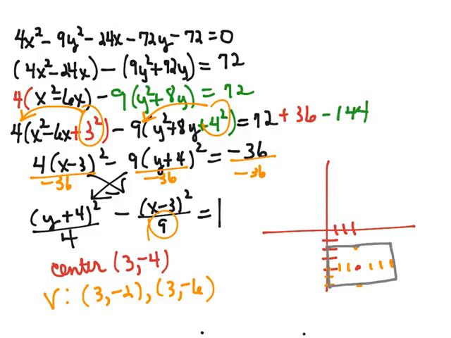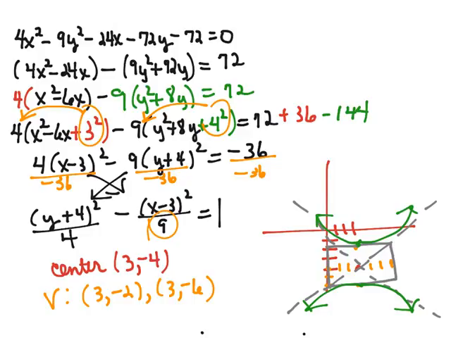So the asymptotes are the diagonals of this rectangle that we just created. And our hyperbola has to go through the vertices, which were at 3, negative 2. So here's one branch of our hyperbola, and at 3, negative 6. And so we have the center, we have the vertices, we have what our graph looks like.